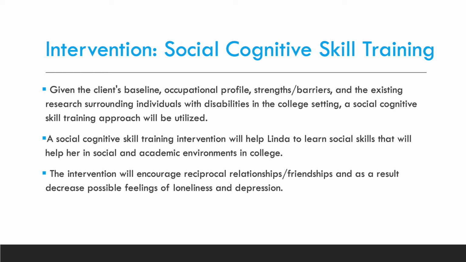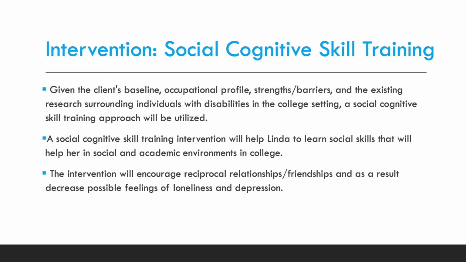The intervention that was chosen for Linda was the social cognitive skill training. Given her baseline, occupational profile, strengths and barriers, and the existing research surrounding individuals with disabilities in the college setting, this type of approach was chosen. This will help her to learn social skills that will help her in the social and academic environments in college.